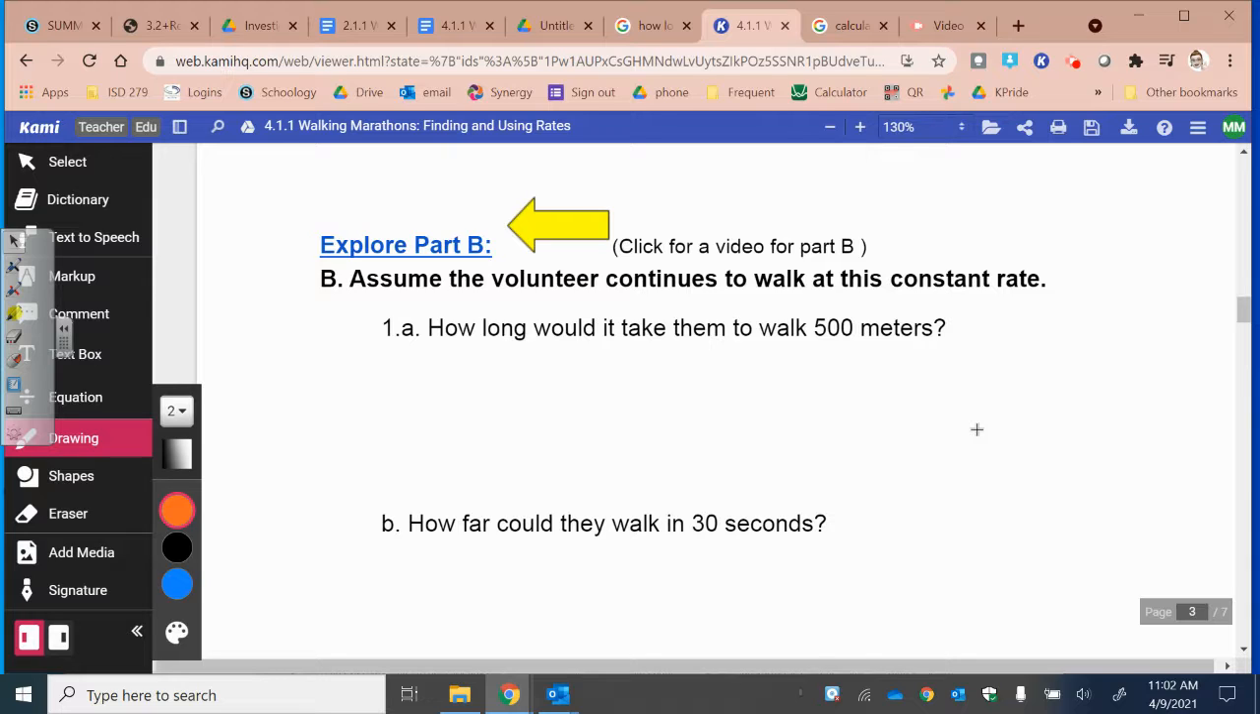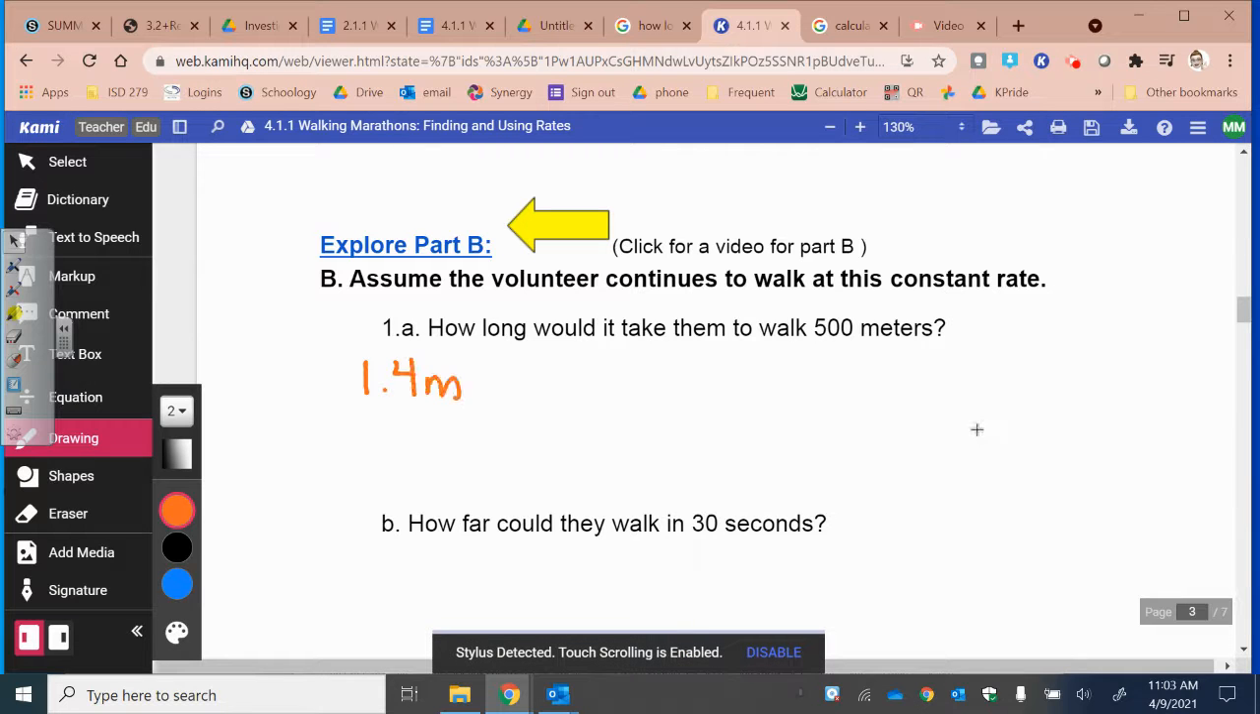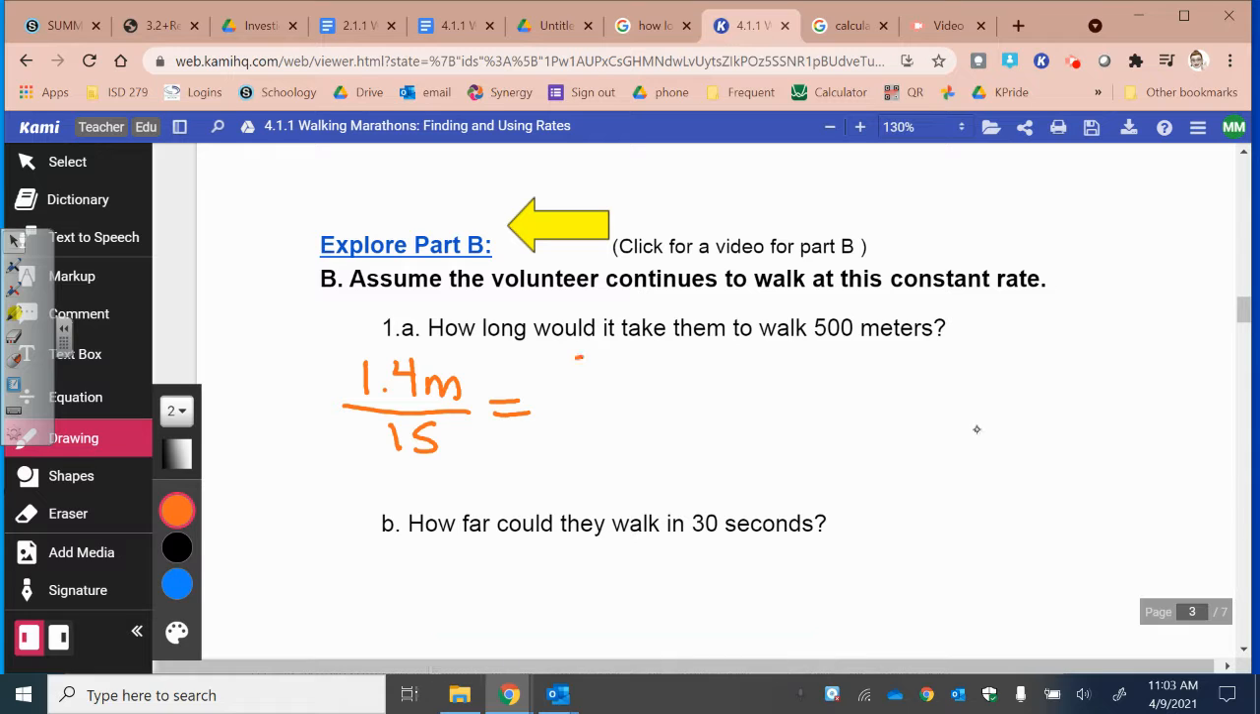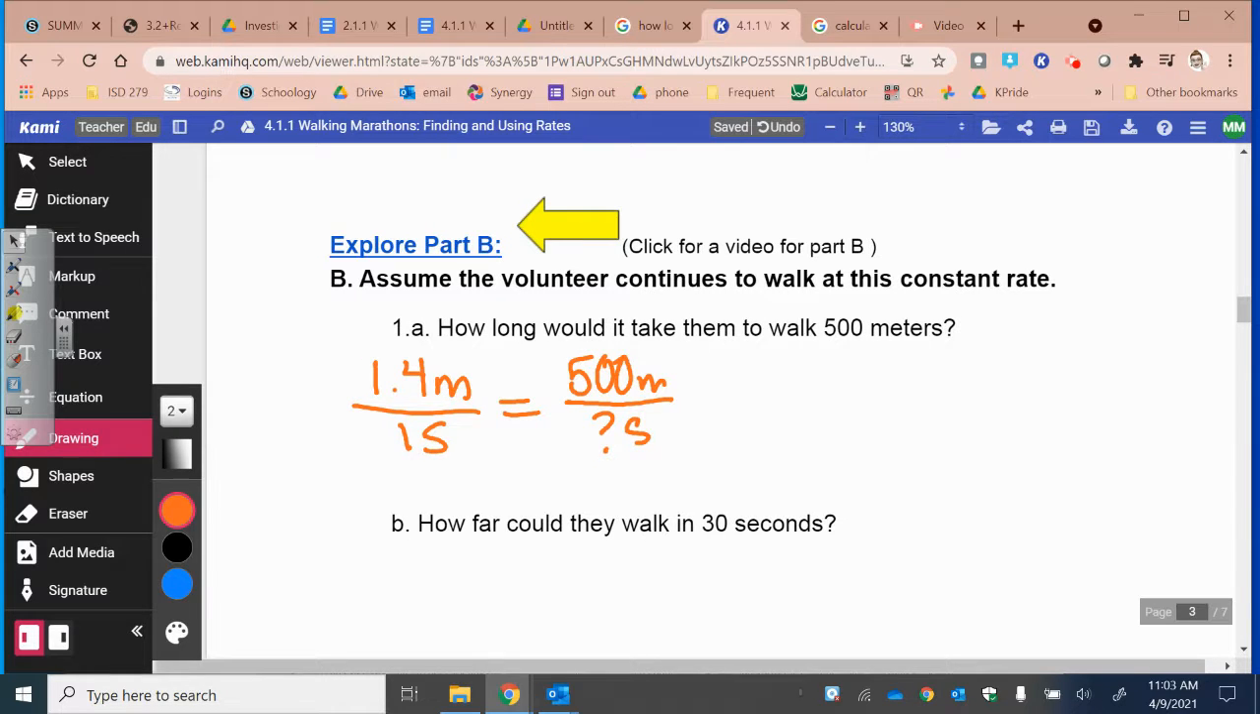So I want you to think about, how could you solve this? You could maybe set up a proportion where you have 1.4 meters for 1 second, right? And then you have 500 meters up here, and we could just ask, how many seconds is that? That's one strategy that you have. You can come up with other strategies to solve this, though.